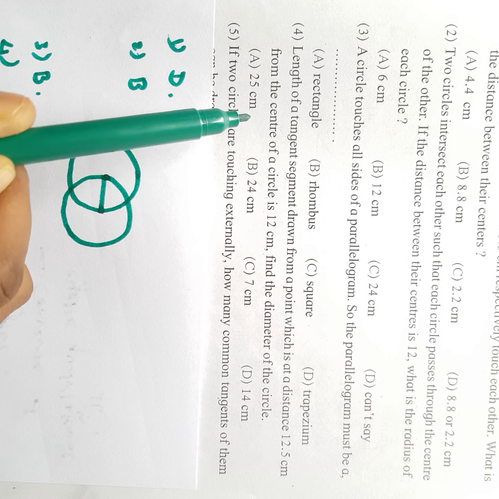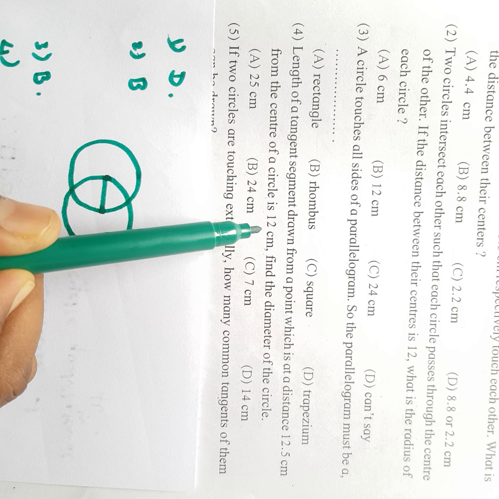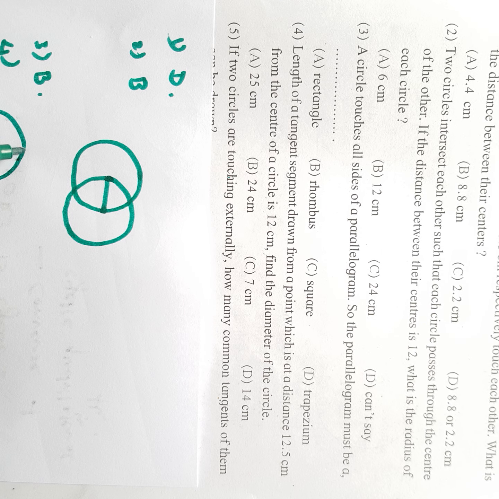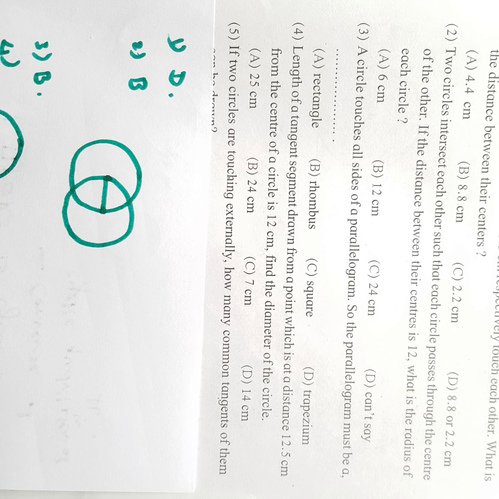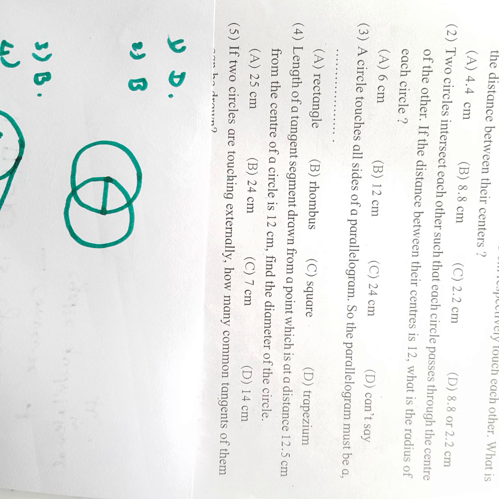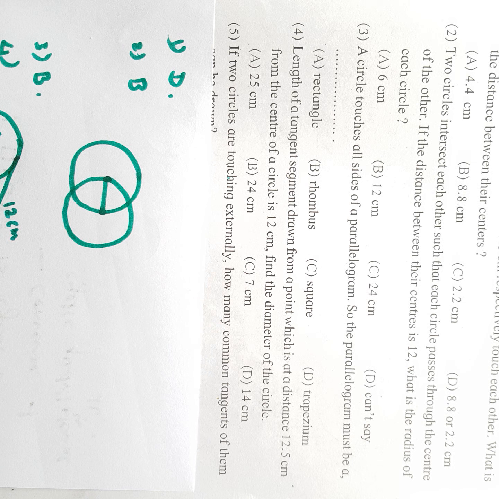Then the fourth example: the length of a tangent segment drawn from a point which is at a distance 12.5 centimeter from the center of a circle is 12 centimeter. Suppose there is a circle, and a tangent segment is drawn from a point at a distance 12.5. If O is the center and P is any point exterior to the circle, then the distance OP is equal to 12.5, and the tangent segment is 12 centimeter, and we are asked to find the diameter of the circle.